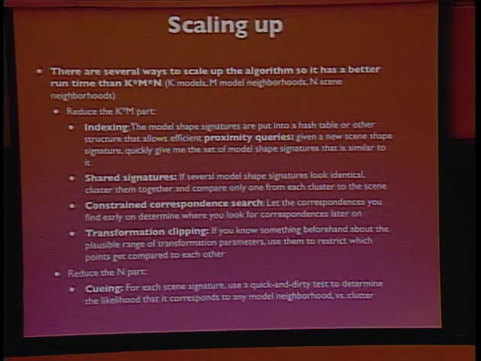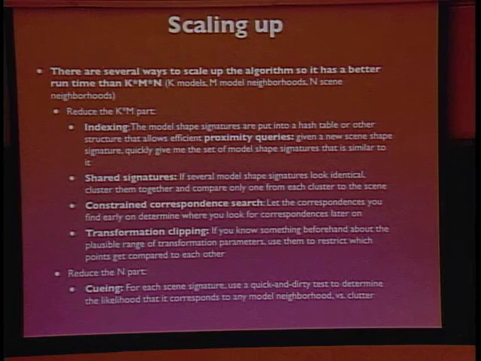A different version of this idea is what's called transformation clipping. In some domains, you might know beforehand what the range of reasonable geometric transformations between the object and the scene are. Here's an example. Let's say that you are traversing a part of Mars in your Mars Pathfinder robot. You know that there are no pre-existing terrain maps from Landsat because there's no Landsat on Mars.